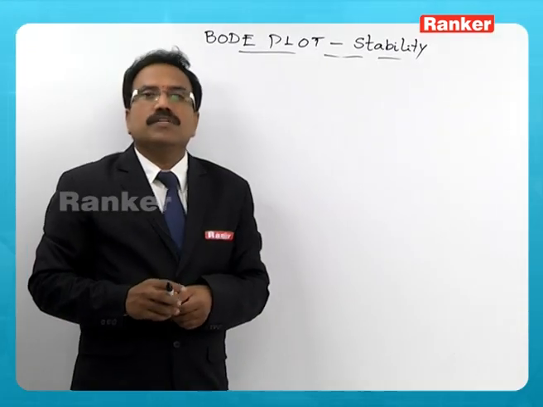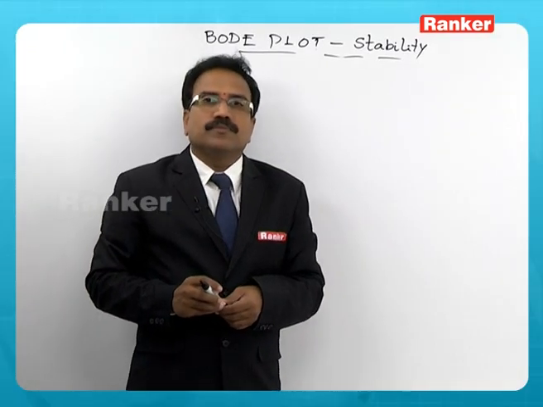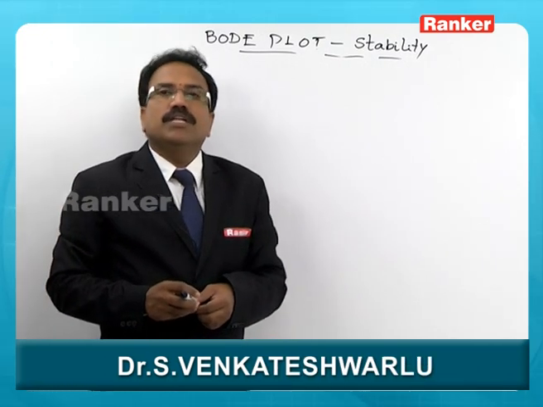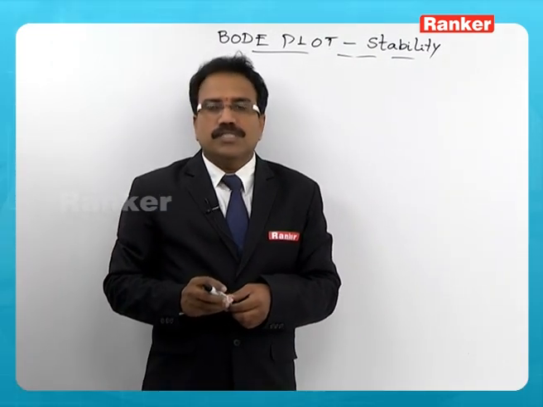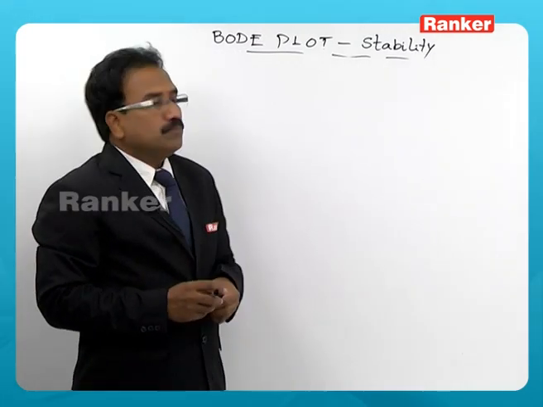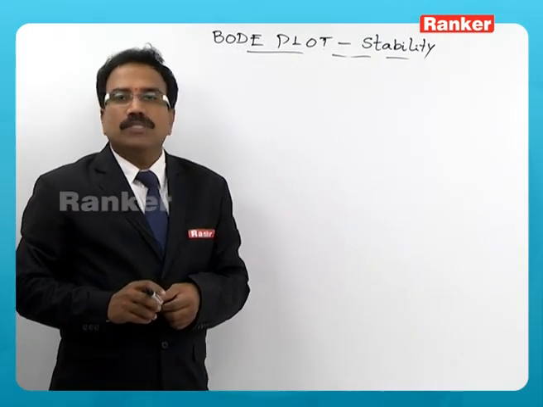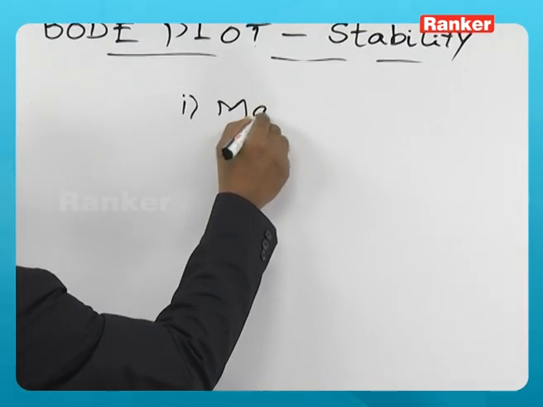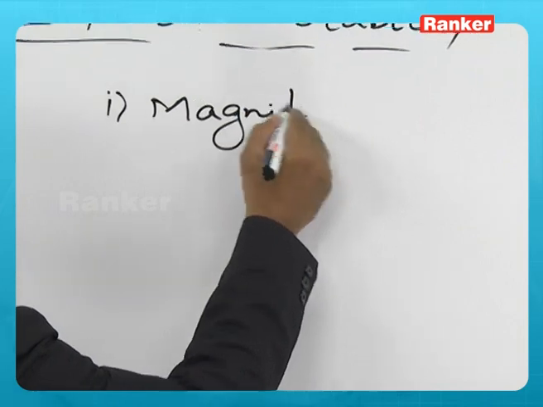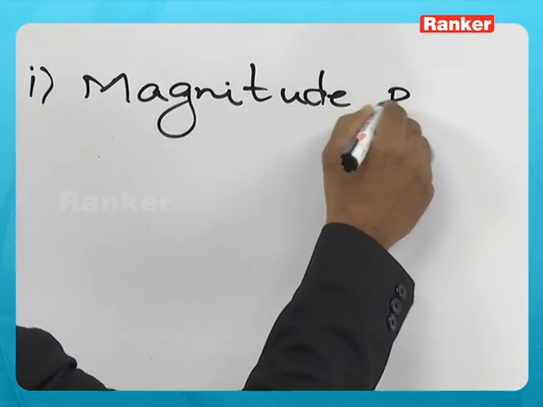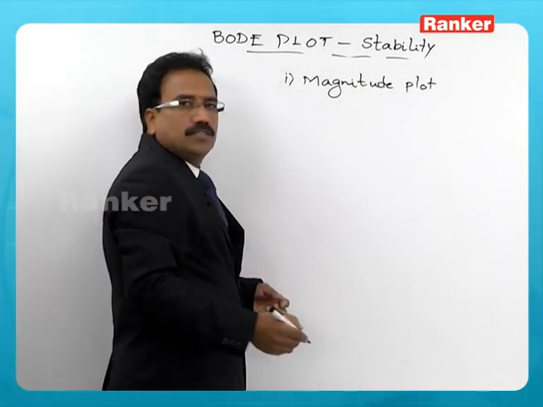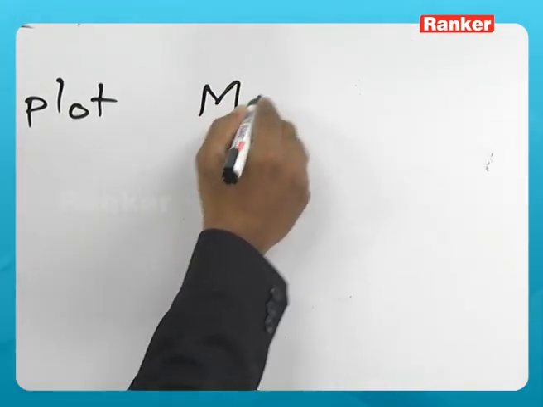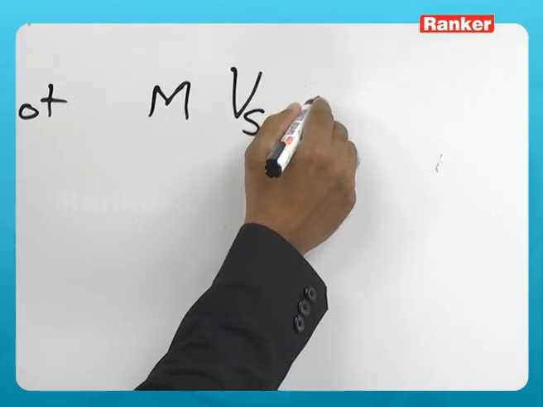Bode plot is a frequency response plot. The plot is used to find out the stability of closed loop control system. This Bode plot consists of two subplots. One is a magnitude plot, and it is a plot drawn magnitude versus frequency.